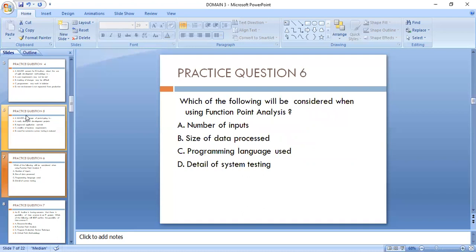So we need the number of inputs, we need outputs, we need number of files, okay? We need number of interfaces. So we need number of queries. Those are the 5 parameters that are needed in function point analysis. So the answer here is A. Only A is there. So question 6, the answer is A.